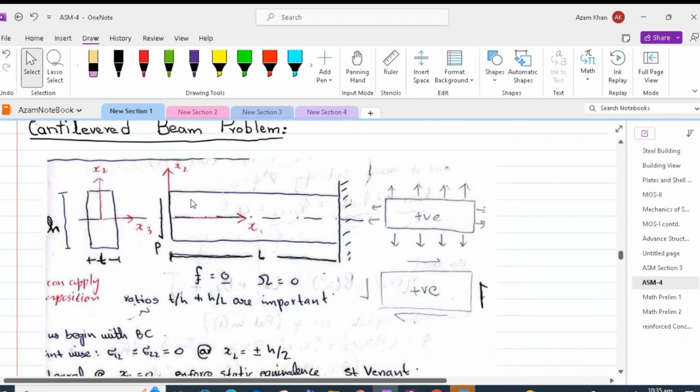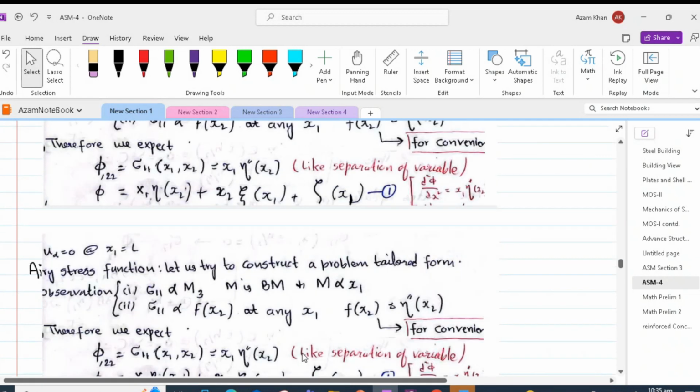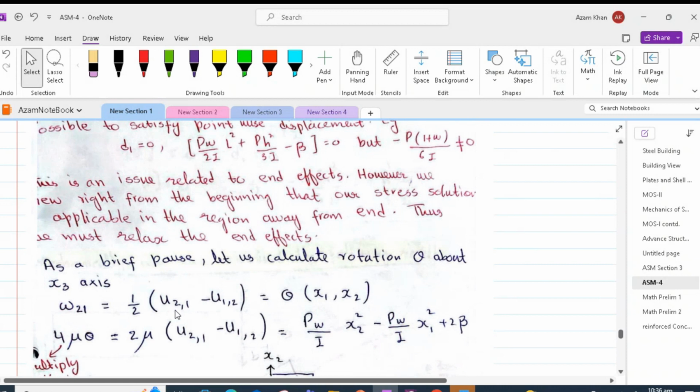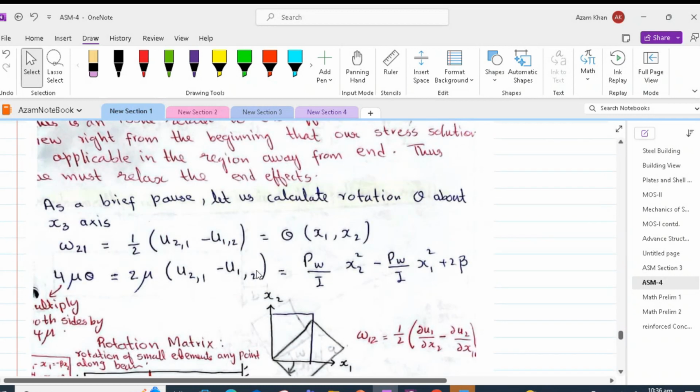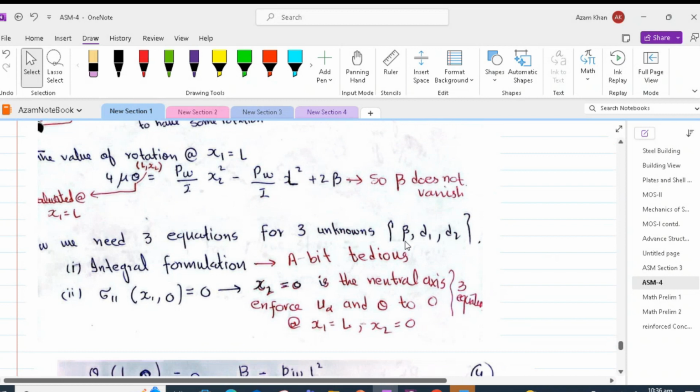But if this is a very big plate, or if our depth is of significant magnitude as compared to the length, then this problem will require some further consideration. We can check whether at x1 equal to L we have zero rotation or not. When we plug the value in this rotation equation, we will again get some value showing that beta does not vanish. So we need three additional equations for finding the unknowns beta, d1 and d2.